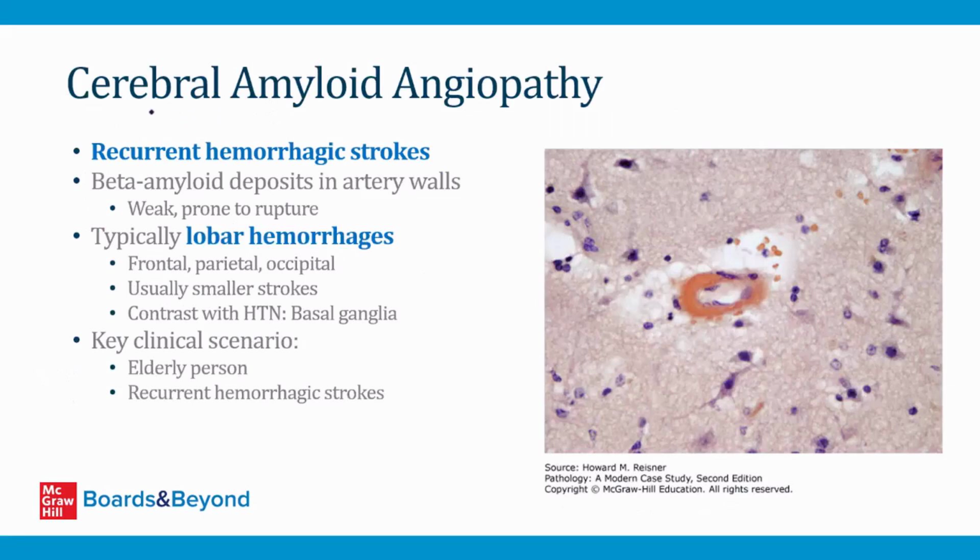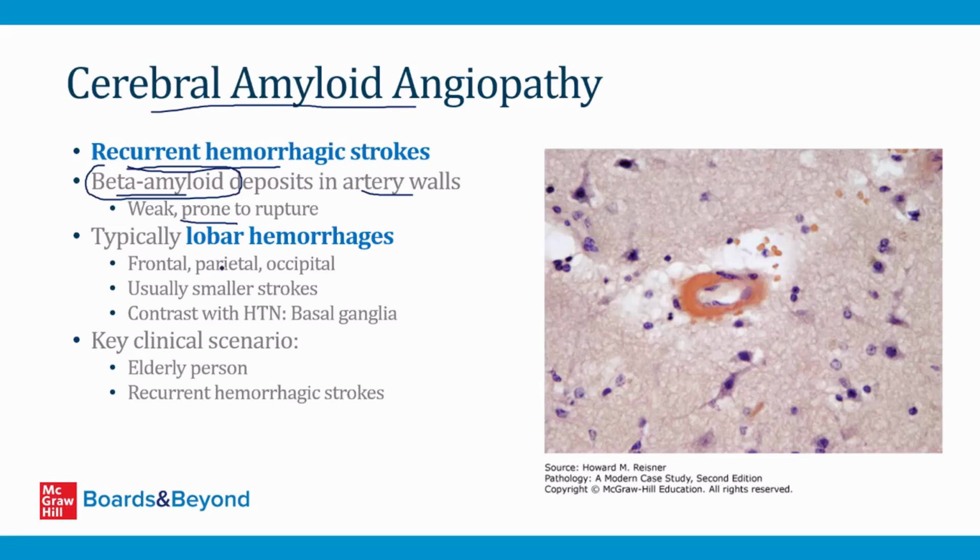So patients who develop cerebral amyloid angiopathy develop recurrent hemorrhagic strokes. And the reason this happens to them is because beta amyloid protein structures deposit in the walls of small arteries, and this makes them weak and prone to rupture. So beta amyloid is a collection of proteins. I talk about it a lot in other videos. It can accumulate in amyloidosis. It also accumulates in the brain in Alzheimer's disease, but sometimes it accumulates in the walls of small arteries. And when that happens, that can lead to recurrent hemorrhagic strokes.